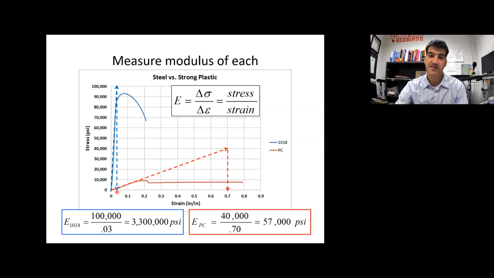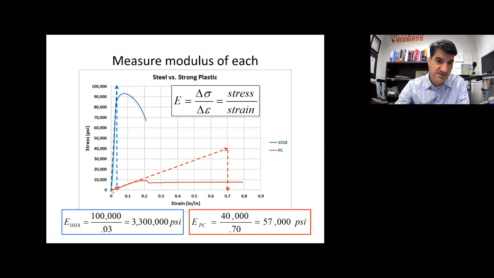So the slope of that line is 100,000 minus 0. That's the change in stress. And the strain is 0.03. That's right here, minus 0, which is at the origin. That's the change in strain. So I do that math right here, and I get a value of 3.3 million psi for the elastic modulus for 1018 steel. For the polycarbonate, I do a similar thing.